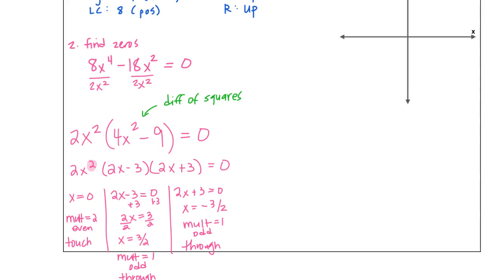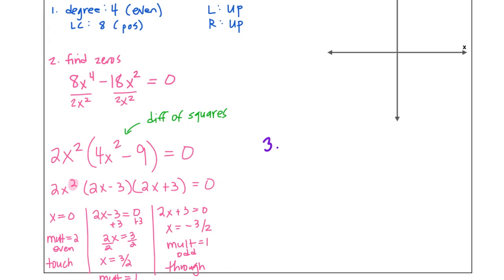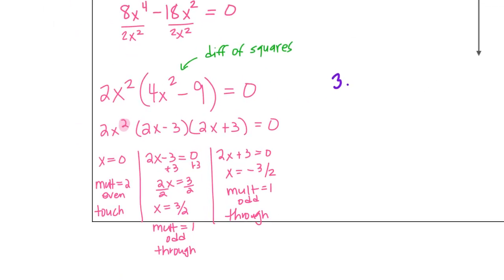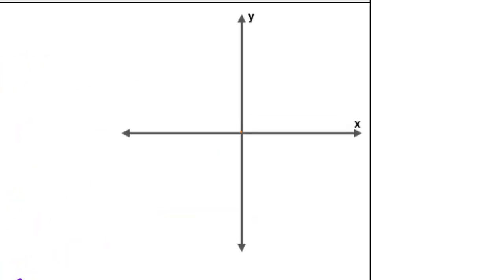Okay, and then third step that it said for us to do was to find some additional points. So I'm going to put this as step 3. So I know for sure, in fact, I'll probably do it right now, that way I can already have them there. Our 3 zeros were 0, 3 halves, and negative 3 halves. So over here on my graph, I know it needs to go through 0, negative 3 halves, and positive 3 halves.